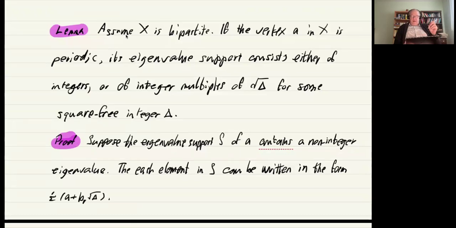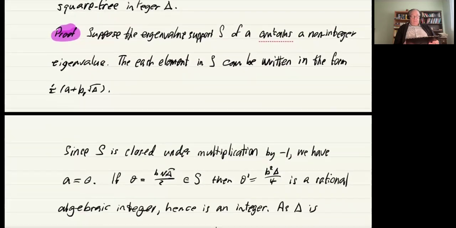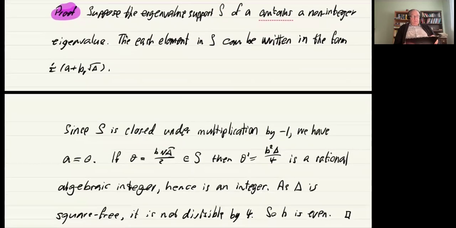We don't get this. In particular, two things are happening. One is that this constant A is not there. It's equal to 0. And the second thing is we don't get the division by 2. Okay, so let's assume that the eigenvalue support contains a non-integer eigenvalue, which is the only case you need to worry about. Then each element in S can be written in this form: fixed integer A, some integer B sub r, delta square free. Now, since S is closed under multiplication by -1, we see that A is equal to 0.